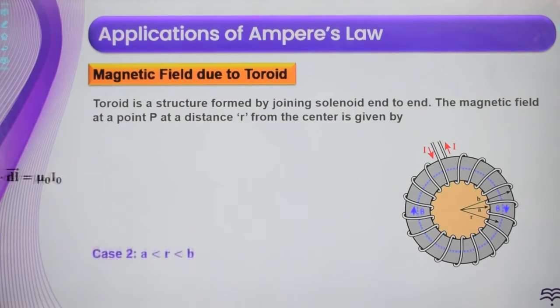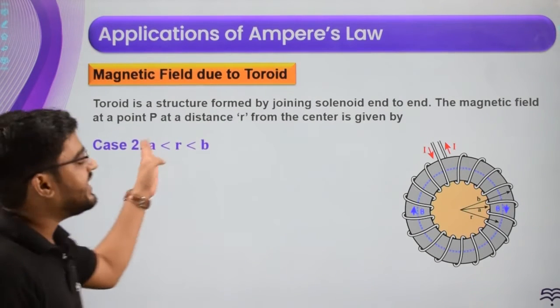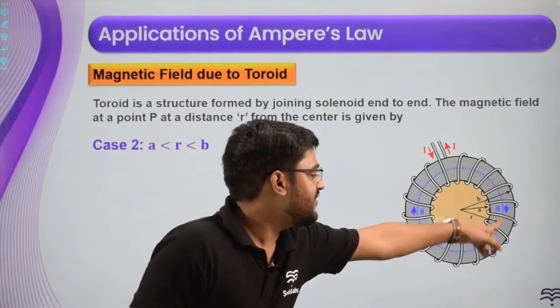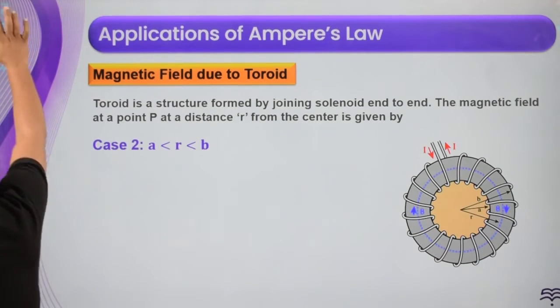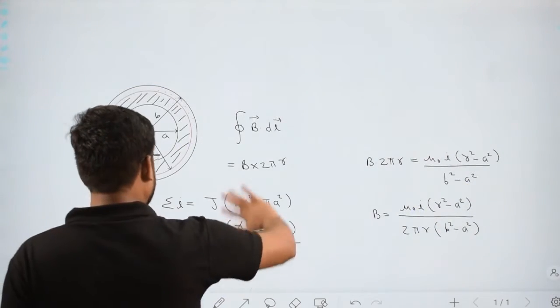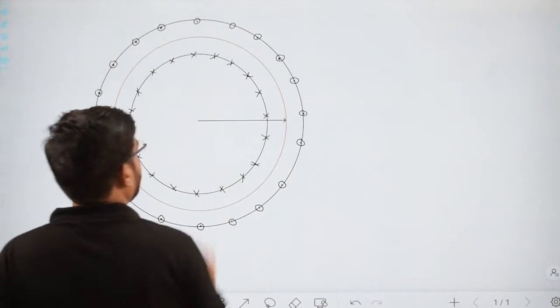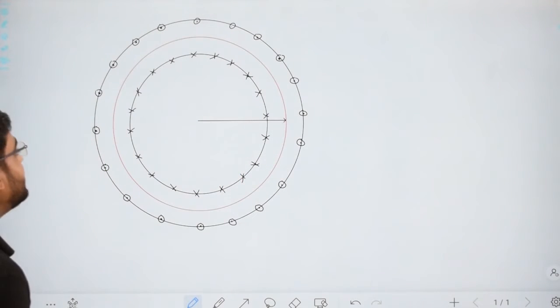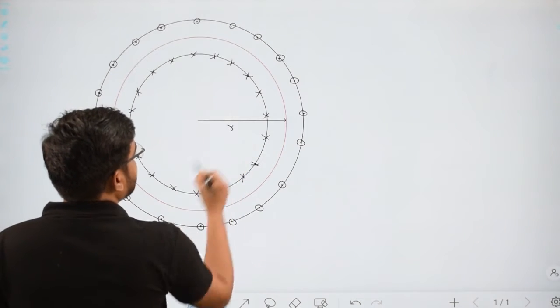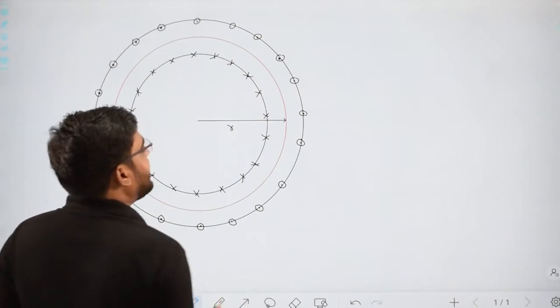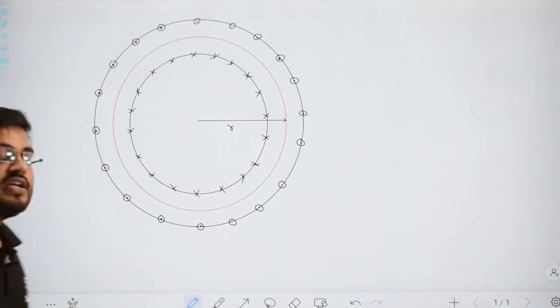Now next case is case 2, somewhere between A and B. So r is somewhere on this dotted line as shown in the figure. Now for this, again let's shift to the board. This is my toroid, and let us talk about a distance r, which is somewhere between A and B. A is the inner radius, B is the outer radius of the toroid.